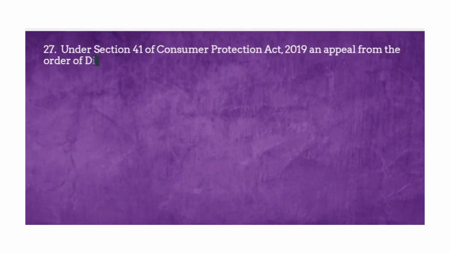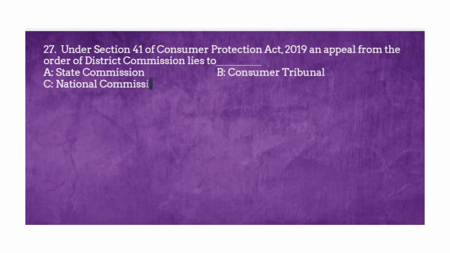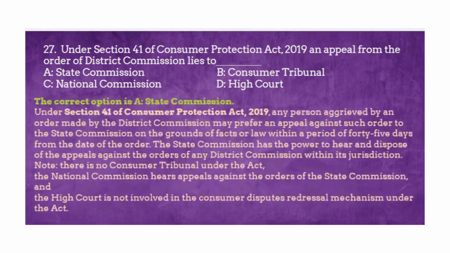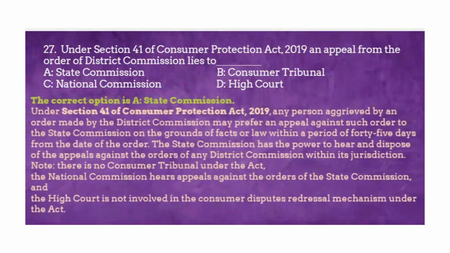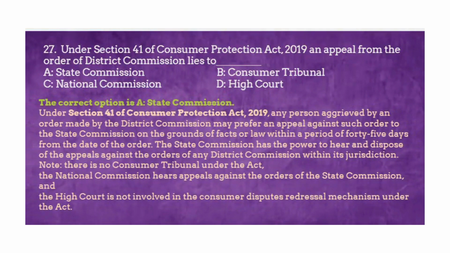27th question is, under Section 41 of Consumer Protection Act, 2019, an appeal from the order of District Commission lies to. The correct option is A, State Commission. Under Section 41 of Consumer Protection Act, 2019, any person aggrieved by an order made by the District Commission may prefer an appeal against such order to the State Commission on the grounds of facts or law within a period of 45 days from the date of the order.